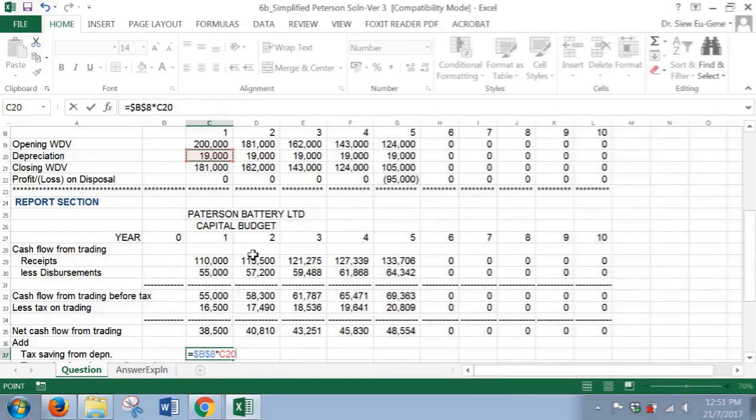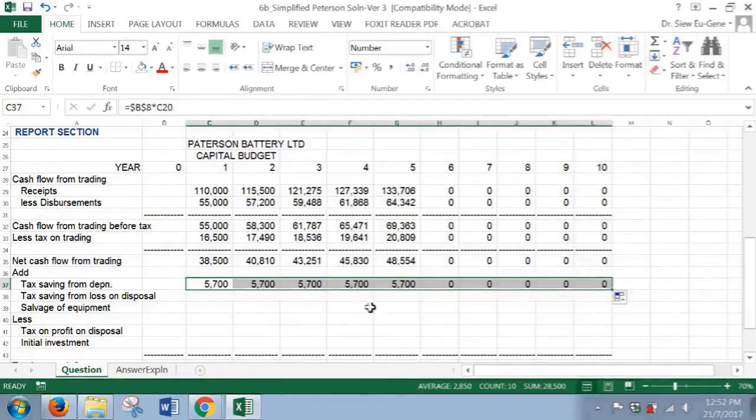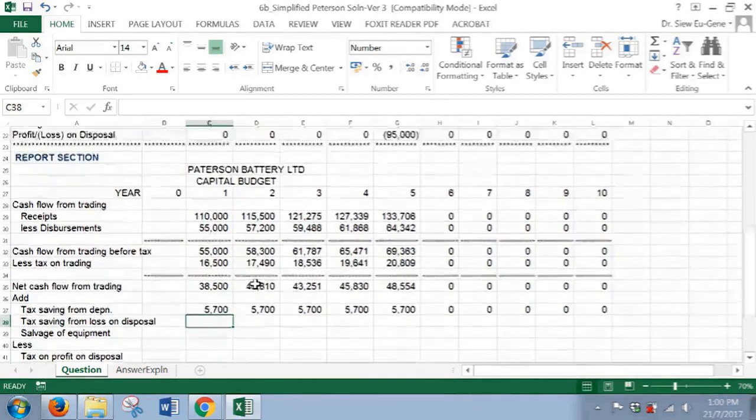At the moment, because we are using straight line, the answer remains the same. But in the future, we may change our depreciation method. We may use reducing balance. All right. So because of that reason, we want our model to be flexible enough to capture the variation in inputs. So we'll have C20, we want it to change. So press enter. Again, we copy across. Next is the tax savings from loss on disposal, where if you make a loss, you can claim deductions, thus have tax savings from the tax department. Now, you can only claim a tax saving if you make a loss.